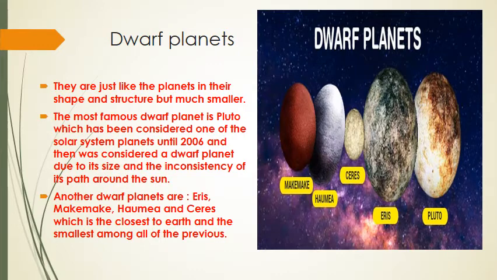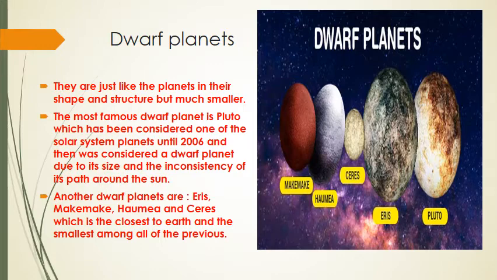Now let's talk about another type of objects that revolve around the sun, the dwarf planets. They are mainly planets, but they are much smaller than planets, and that's why they call it a dwarf planet. They are just like planets, as I told you, in their shape and structure. They are a sphere, and they are mainly made of rocks. The most famous dwarf planet is Pluto.